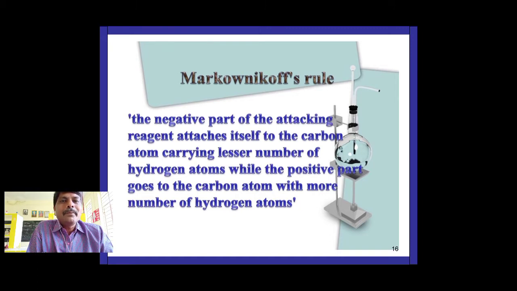Negative part always adds to the carbon atom having less number of hydrogen atoms. Okay, if you add HBr, H plus, Br minus always prefers the double bonded carbon atom having less number of hydrogen atoms. That is called Markovnikov rule. According to Markovnikov rule, when an unsymmetrical reagent is added to the unsymmetrical alkene, the negative part of the reagent like Br, Cl, I always adds to the double bonded carbon atom having less number of hydrogens.